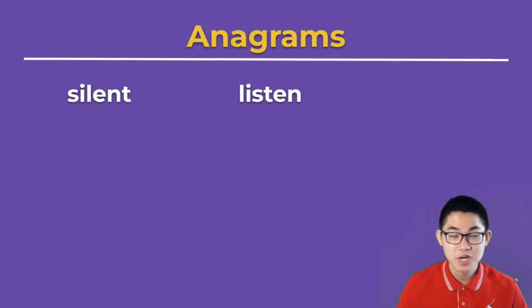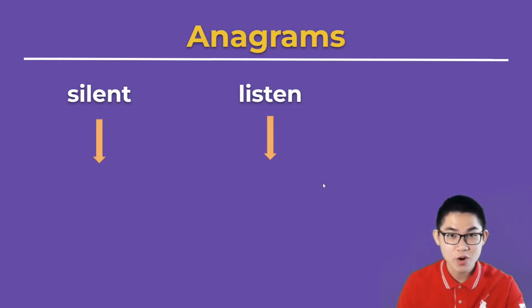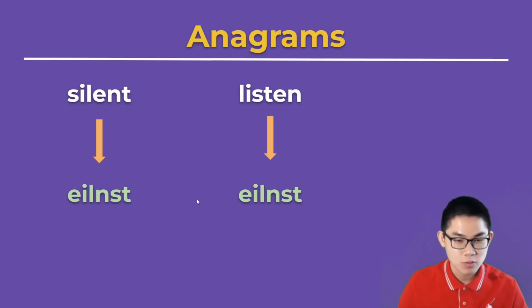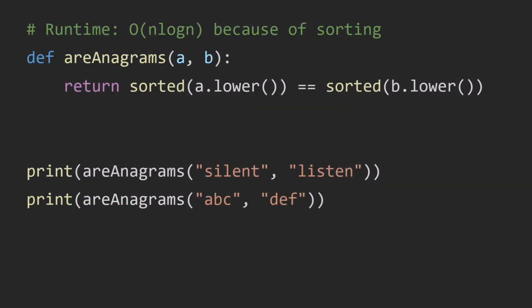One way to determine if two words are anagrams is to take them and sort the letters, just like sorting numbers from least to greatest. After we sort them, we both get E, I, L, N, S, T, and this indicates that silent and listen are anagrams. Let's take a look at the Python code.